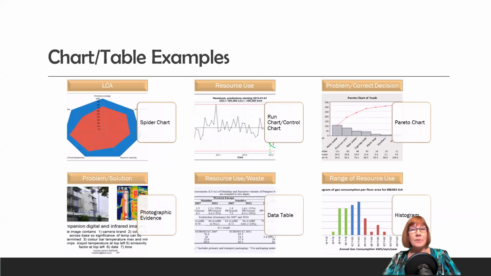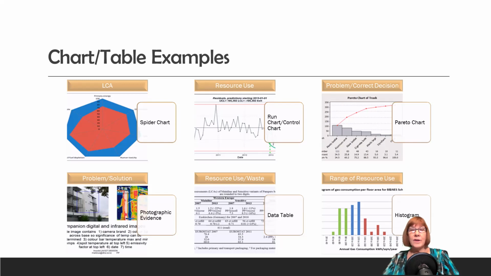Here are some examples of tables or charts that you might use. If you're doing an LCA, you could use a spider chart for each phase, measuring the impact at each stage of the life cycle. If you're doing resource use, you might use a run chart or a control chart. If you're trying to determine what the problem is or whether a correct decision has been made, then you might use a Pareto chart.